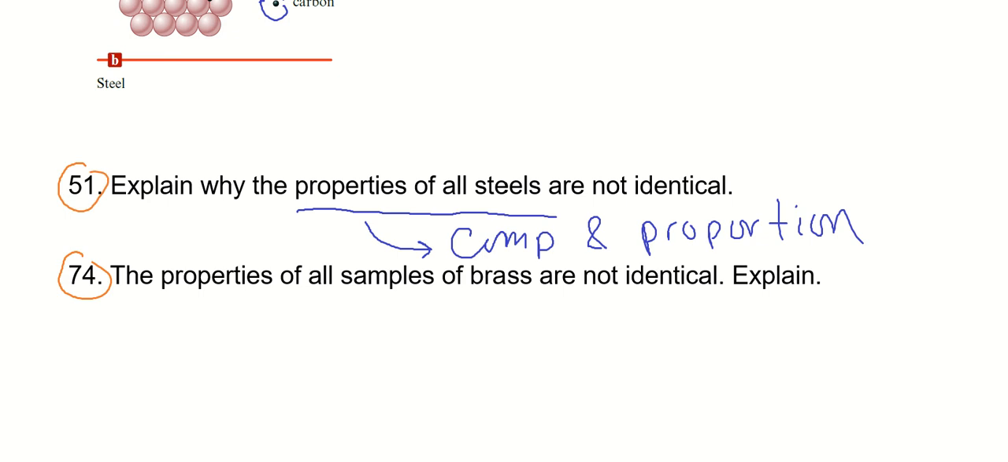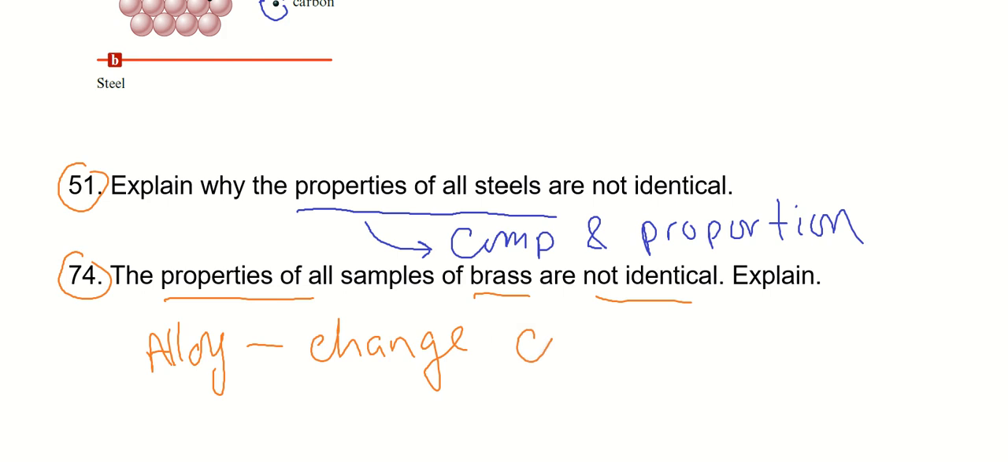So it's the same question. Why are the properties of that brass not identical? It's not identical because brass is an alloy. That's not the answer to the problem. It's an alloy, and therefore you can change the composition. You can't change the composition of pure substances, but because alloys are mixtures, you can change the composition and the proportions.